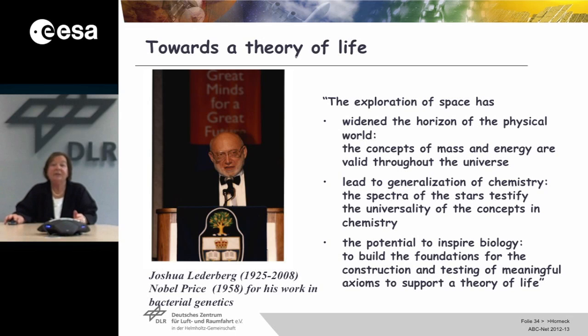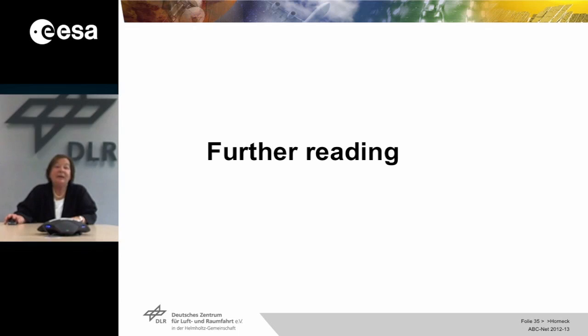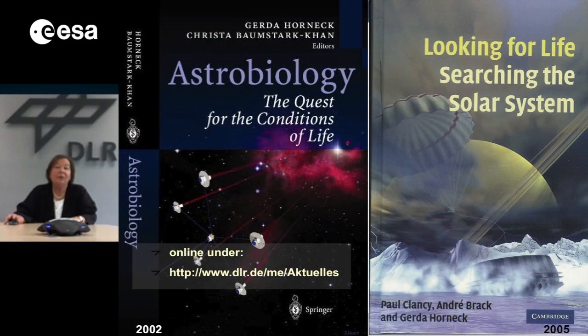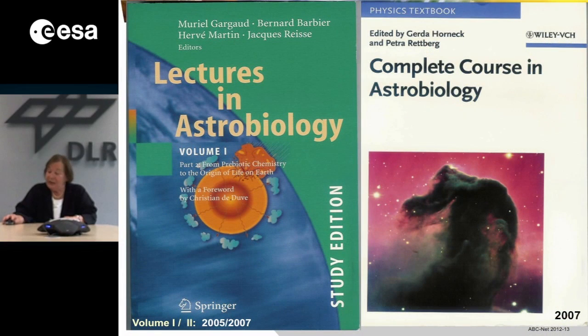And if you are interested in further reading, there are several books. Some are not so recent. Astrobiology: The Quest for the Conditions of Life was one of the first books on astrobiology. It's from 2002, so I don't even know if it's available on the shelf, but it's still available on the DLR website. You can download the whole book from this website. Then another book, Looking for Life, Searching the Solar System, by Paul Clancy, André Brack, and myself, Cambridge University Press, 2005.